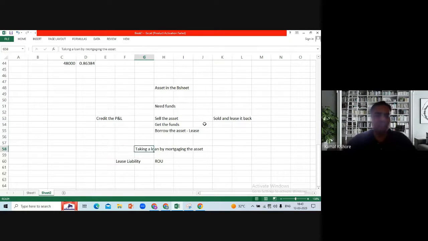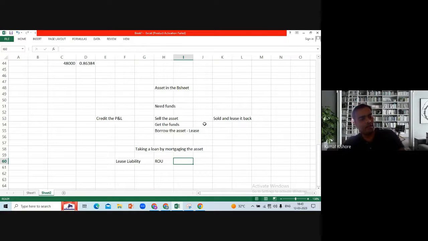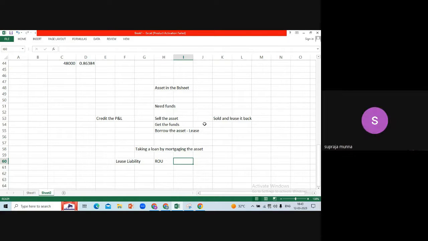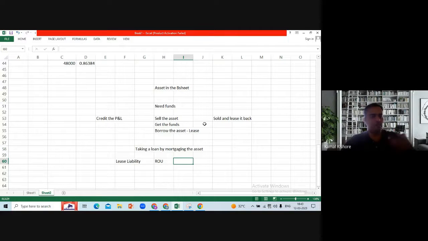Now, again, there are some, depending upon the terms. Okay, what are the terms? Basically, if it is in the nature of a finance lease, meaning to say you have sold and you have again taken entire control of the asset, the lease arrangement is such that 15 years I will use, 20 years I will use. In that case, you will not have any gain or loss.